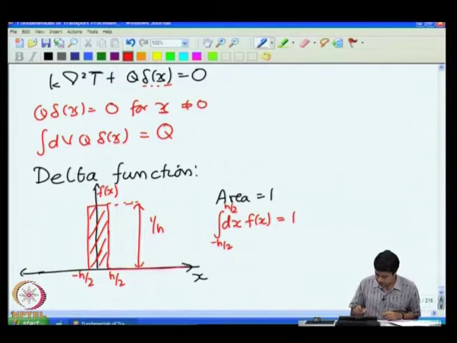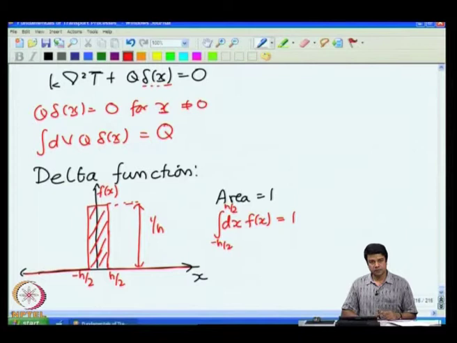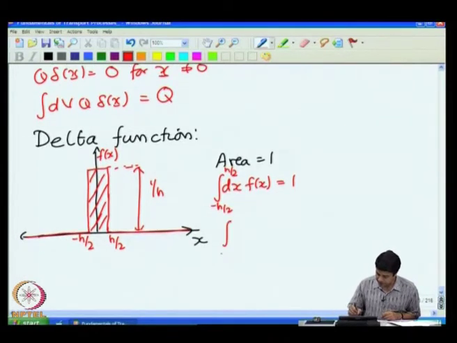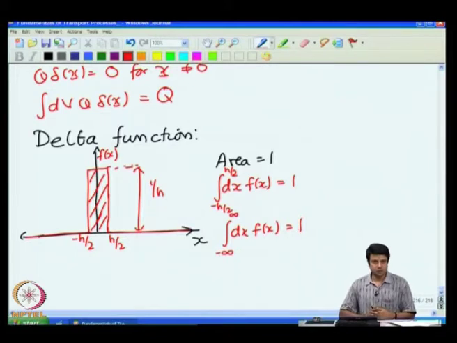However, this function is 0 everywhere else. Okay. It is non-zero only in the interval between minus h by 2 and h by 2. It is 0 everywhere else. That means that I could very easily write the same thing as minus infinity to infinity dx f of x is equal to 1. So, this is non-zero between minus h by 2 and plus h by 2. The height of this is 1 over h. Therefore, the integral is 1.